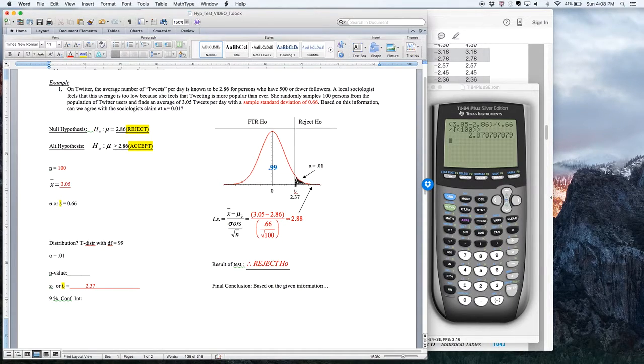All right, so based on the given information, the population mean number of tweets is significantly greater than 2.86. The sociologist is correct.